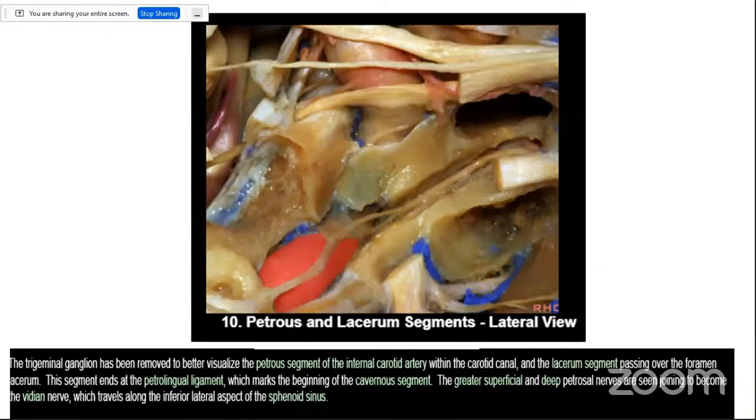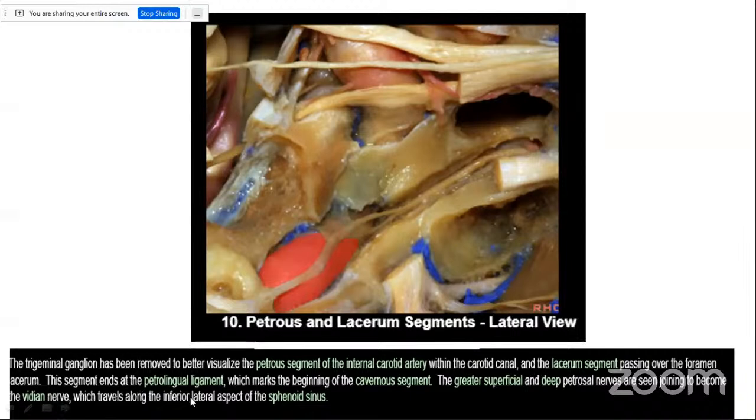Now, followed by the petrous segment, you have the other segment, which is the lacerum segment, which is basically a very small segment adjacent to the foramen lacerum. So in this picture, the trigeminal ganglion has been removed to better visualize the petrosal segment of the ICA within the carotid artery and the lacerum segment passing over the foramen lacerum.